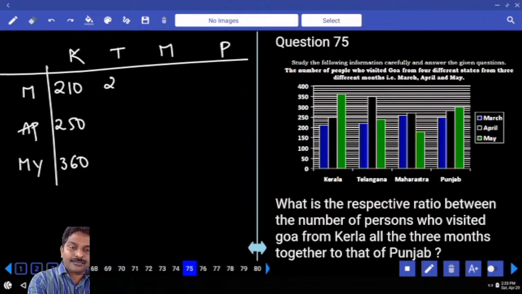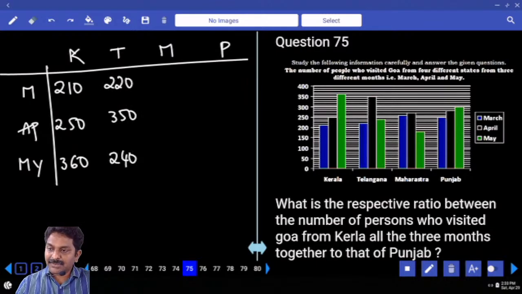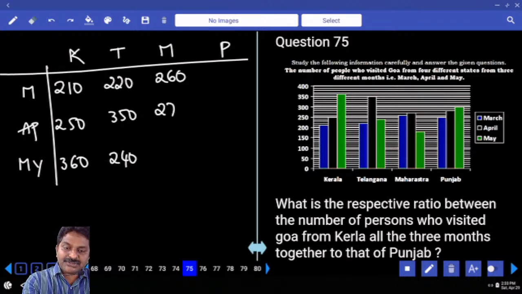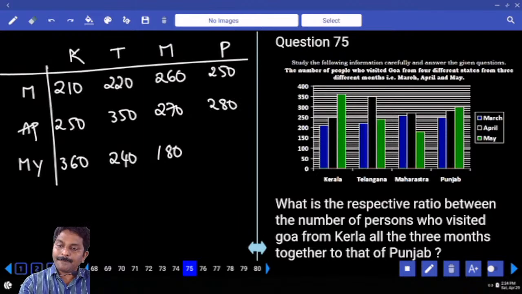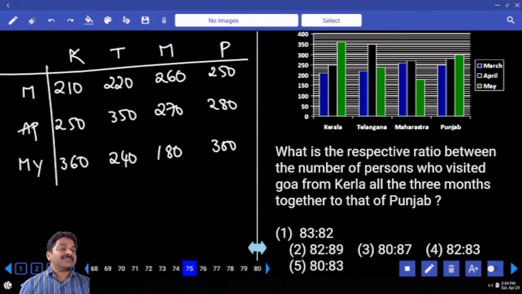Next, Telangana: 220, 350, 240. Next, Maharashtra: 260, 270, 180. The other one: 250, 280, 300. So first we need to prepare the table. Once the table is prepared, we can easily answer and it won't take much time.